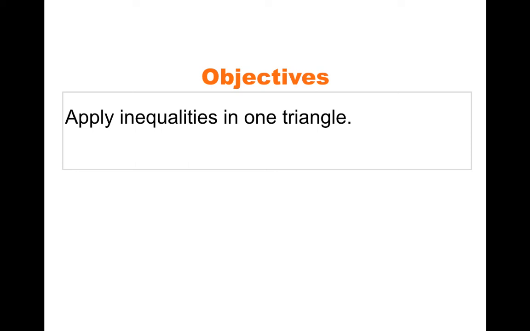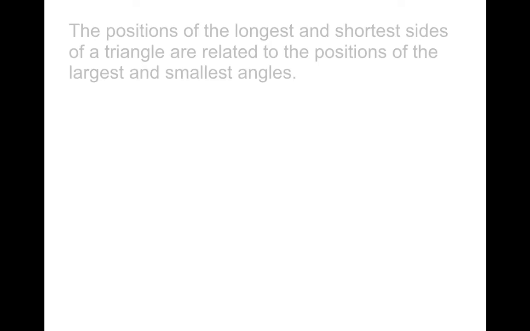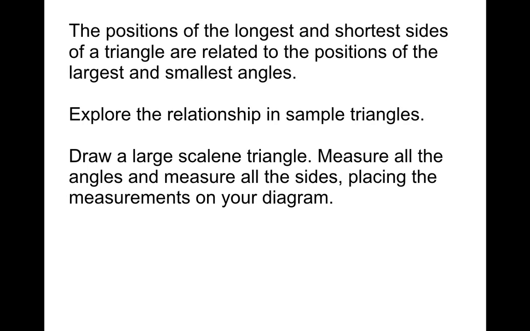Remember, you can pause this presentation so that you can get notes down and give yourself time to do examples. To look at the first relationship, we're going to explore the lengths of the sides and how those relate to the size of the angles. So it says the positions of the longest and shortest sides of a triangle are related to the positions of the largest and smallest angles.